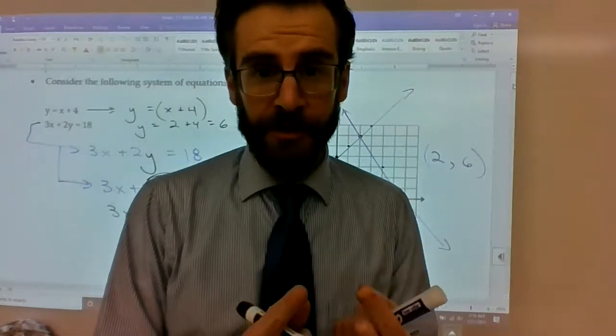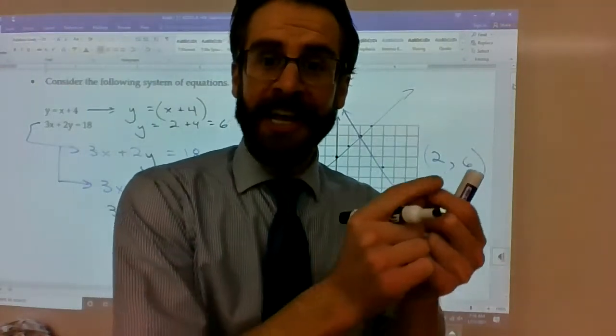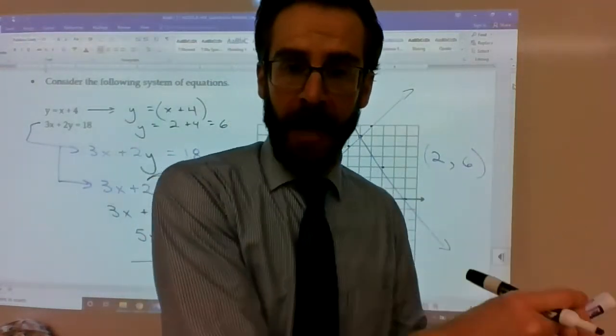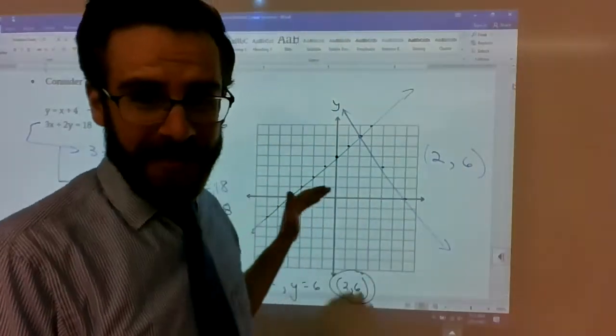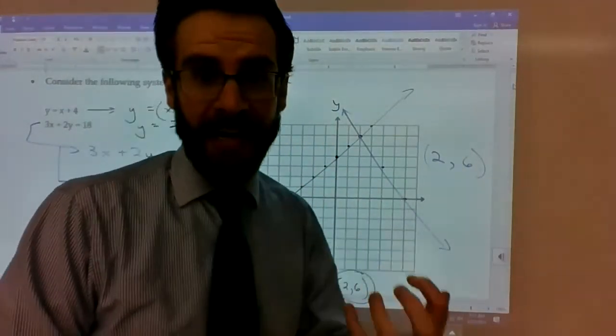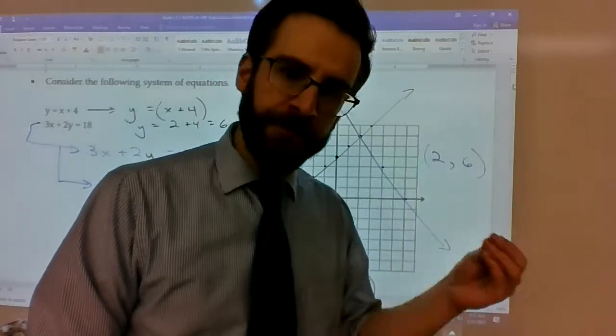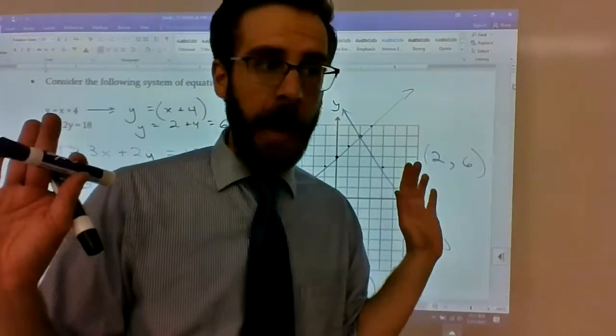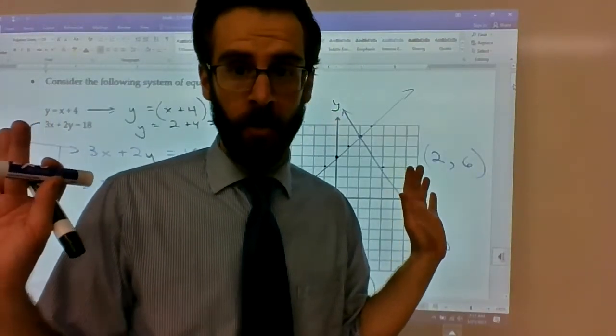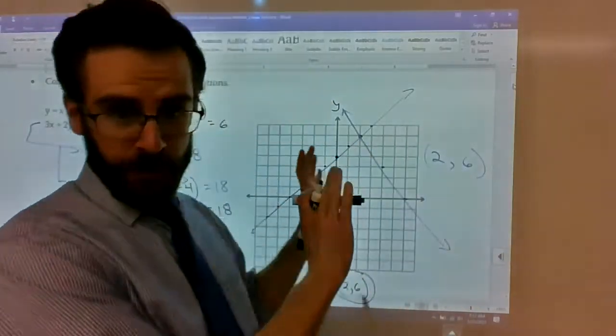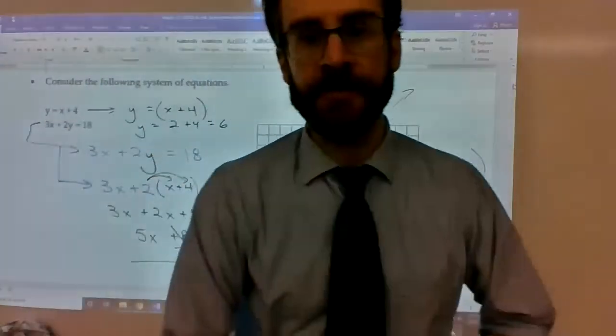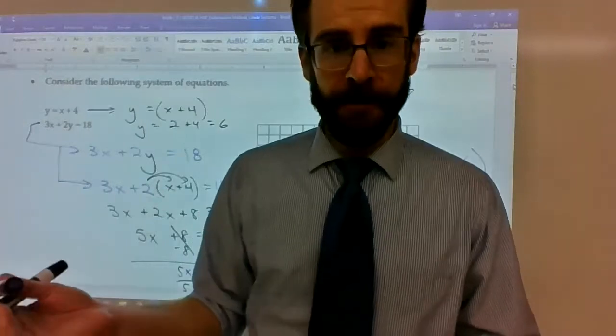You guys are going to have to use substitution in future situations, future math classes, where it's not going to be nice and neat where it's going to be 2 lines intersecting, but it might be 2 different curves intersecting where it's like, I don't want to graph this at all. I just want to use the algebra to get x by itself and y by itself. So that's the substitution method.